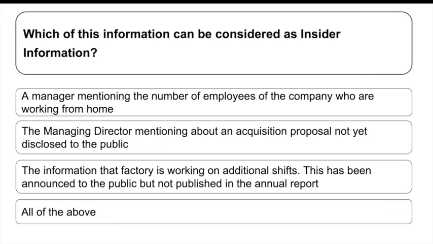Next question, which of the information can be considered as insider information?